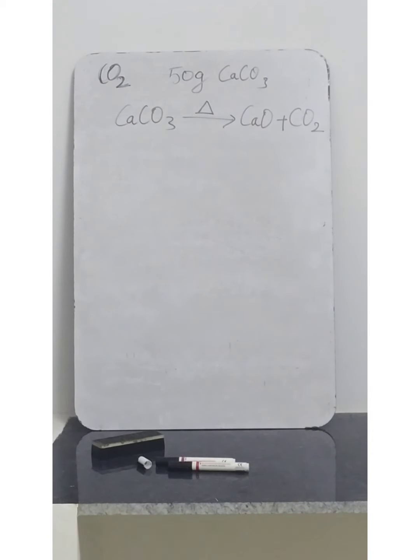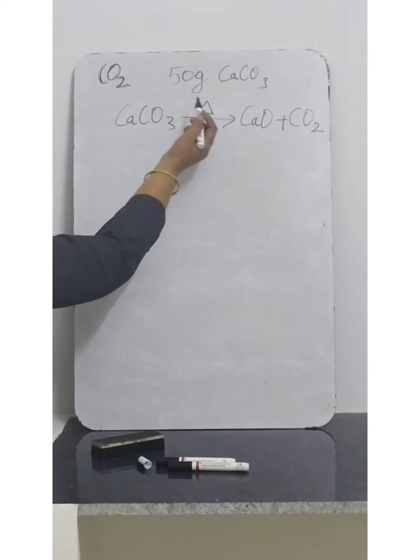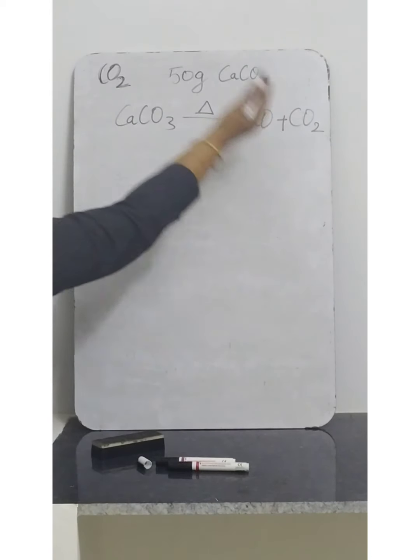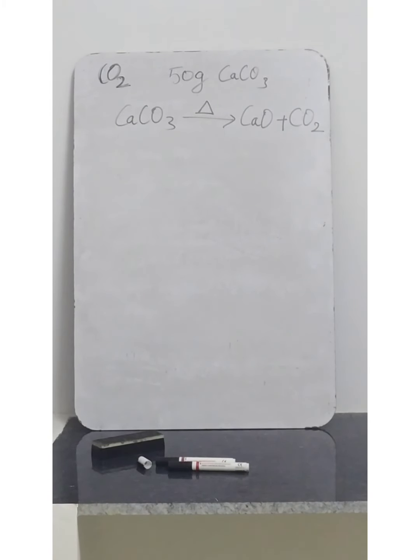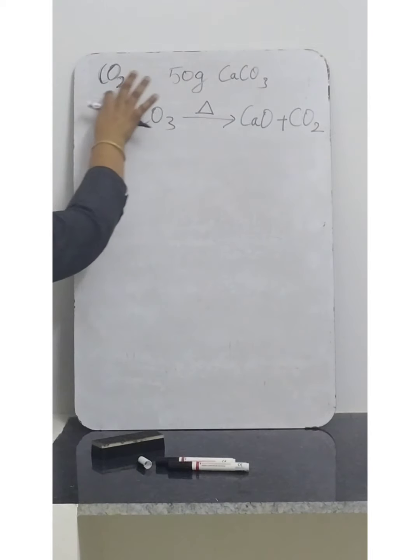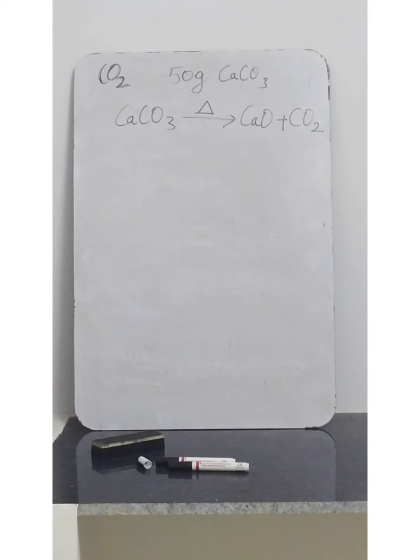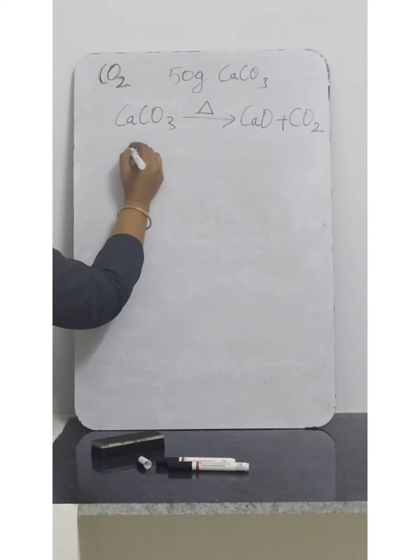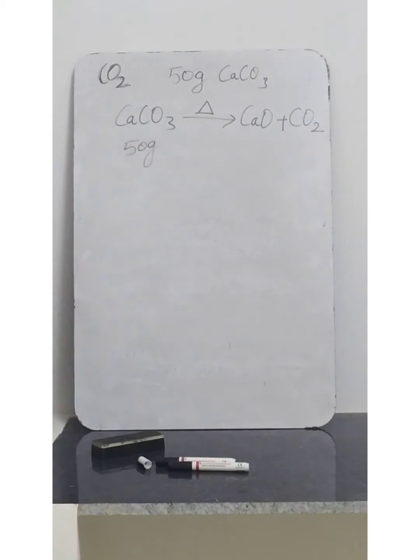Okay, in 10th standard, types of chemical reaction. That is nothing but decomposition reaction. So calcium carbonate will undergo heat. It will give calcium oxide and carbon dioxide. Now the question is, how much volume of carbon dioxide is produced when 50 gram of calcium carbonate is heated?